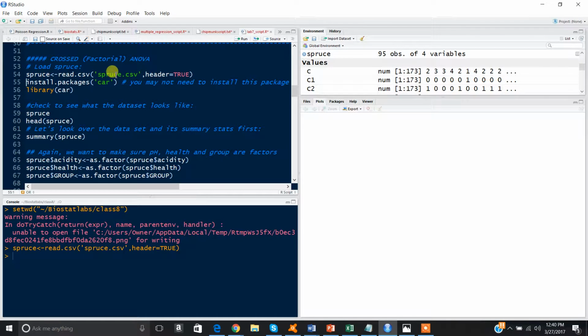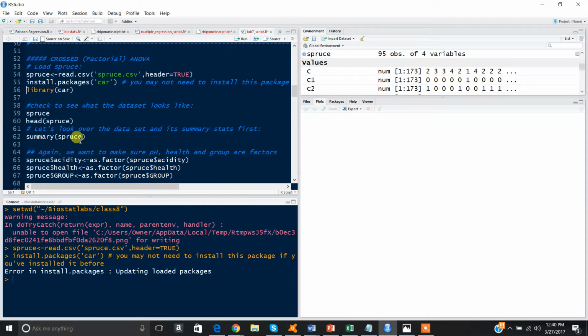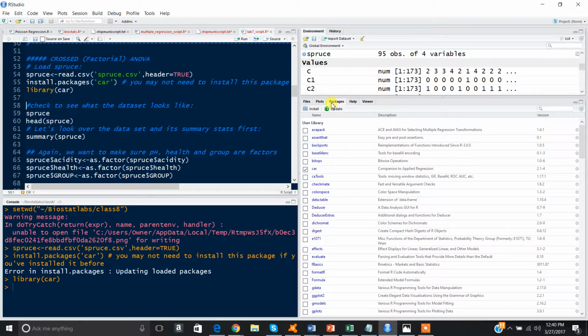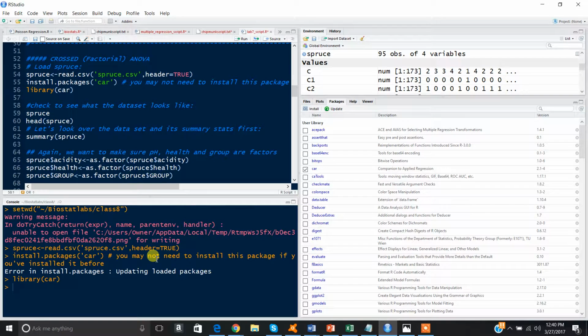Now for this, you definitely need the CAR package, so install that now if you don't have it. And again, you can install the package by going to the packages area, clicking install, typing in CAR, clicking that, and then install. I already have mine, so all I have to do is pull up the library CAR. All right, so let's look at our data set.